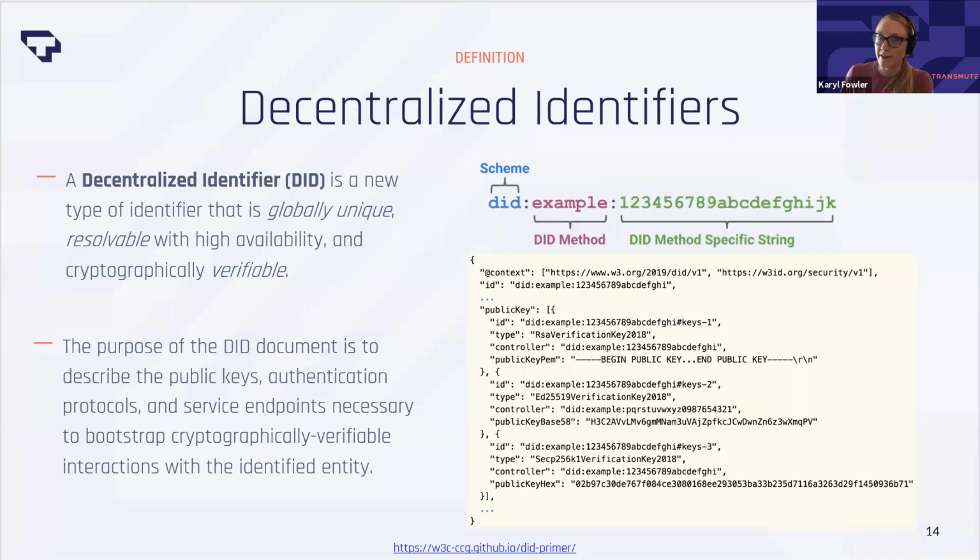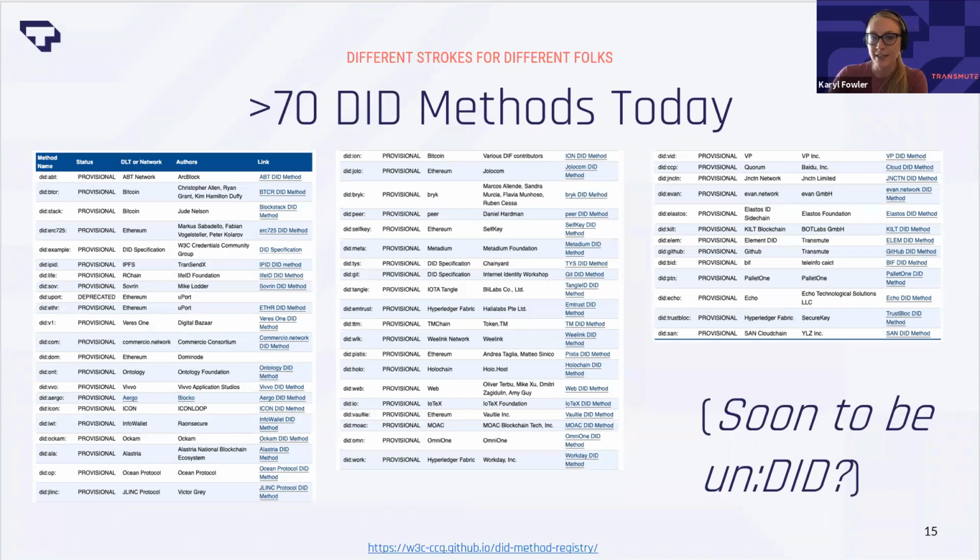And there's not just one DID method. There's a variety of DID methods. There's well over 50 today. I think on the next slide, we have kind of an older list, but you can see on that link, the DID method registry, so over 70. Thank you for doing the new count.